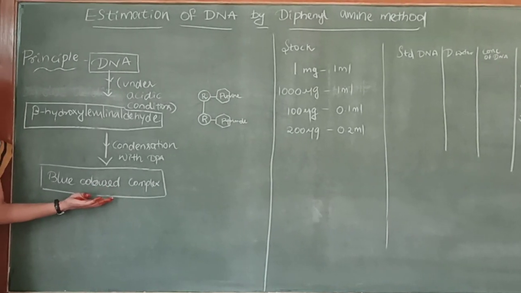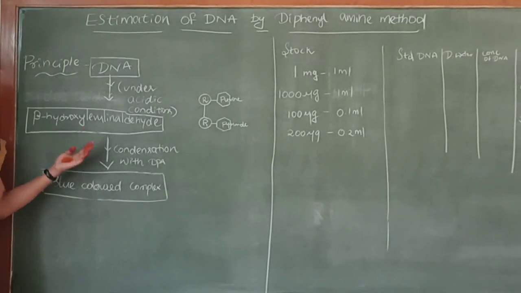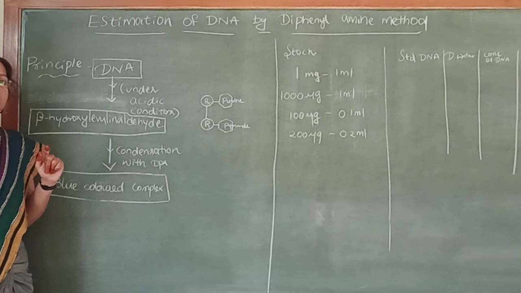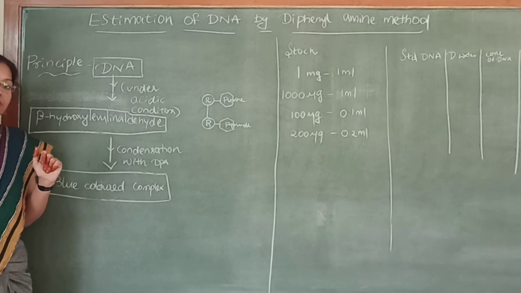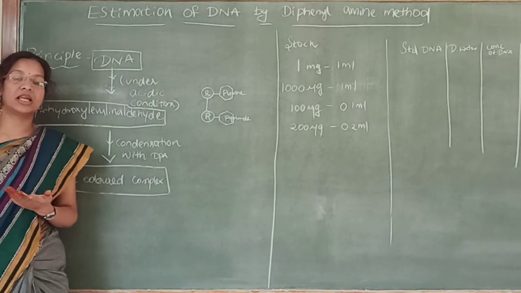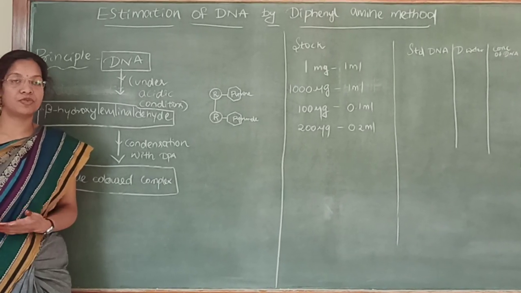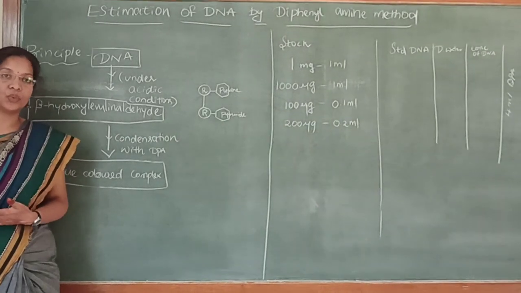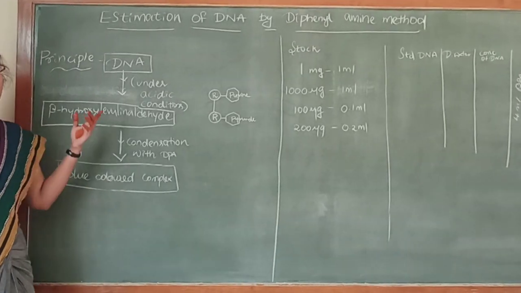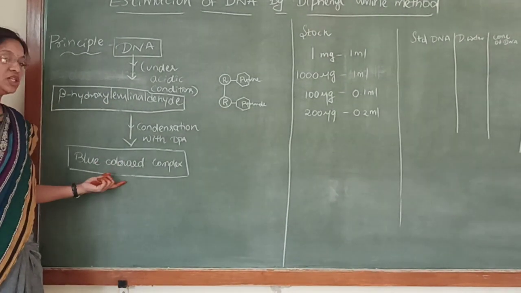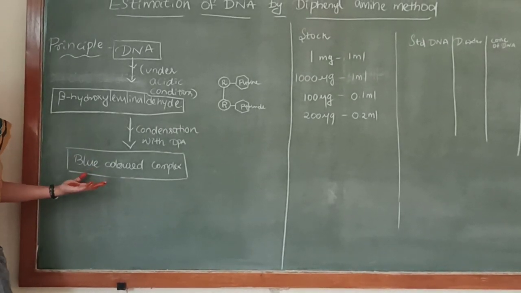Now you should have a question: why should you get a blue colored complex? Why can't we estimate the DNA directly? DNA is a colorless compound, and when you are going for spectrophotometric estimation, only colored compounds can be estimated when you go for colorimetric estimations. We all know that. That's why, so as to estimate it by using a colorimeter, we are trying to convert the DNA into a blue colored complex. So this is the basic principle behind the experiment.